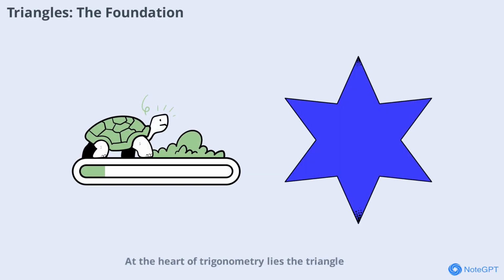At the heart of trigonometry lies the triangle, especially the right-angled triangle. Triangles are simple yet powerful shapes that appear everywhere in nature and design. By studying the properties of triangles, we can unlock a world of mathematical relationships. The right-angled triangle, with one angle exactly 90 degrees, is particularly important because it allows us to define the basic trigonometric ratios. Throughout this video, we'll focus on how triangles form the foundation for all trigonometric concepts and calculations.